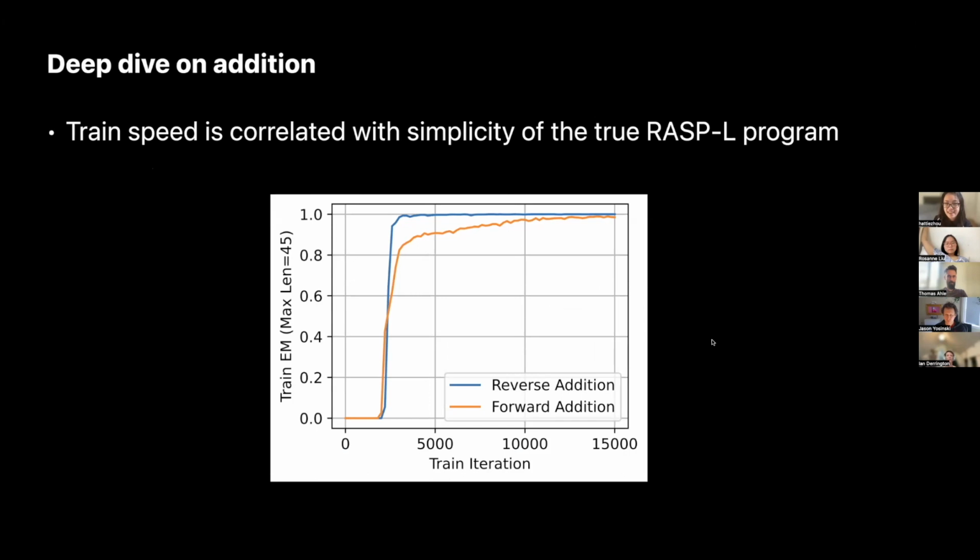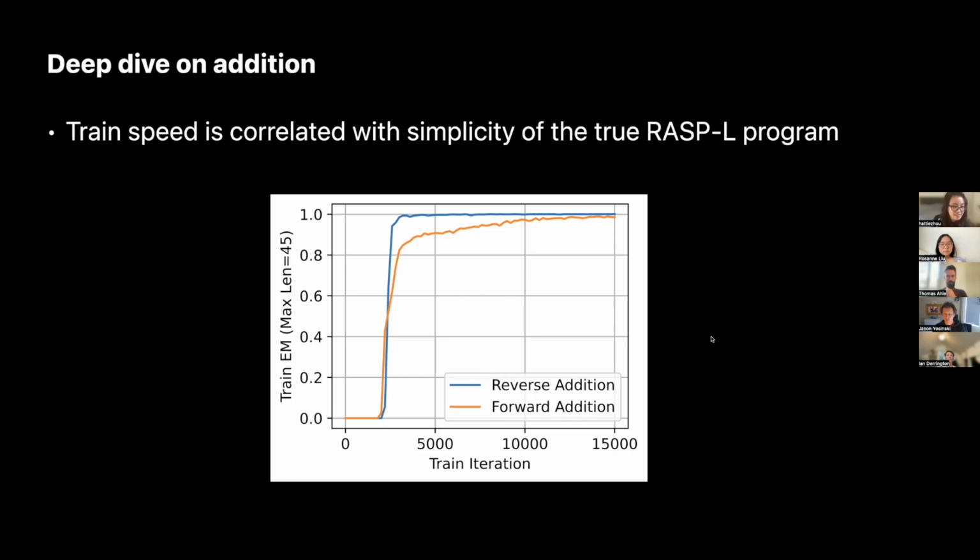This is also a nice confirmation of this interpretation that algorithms that are easy to represent are also easier to learn. We can look at the training speed of forward and reverse addition. We can see that the reverse addition also trains faster, which matches with our intuition here.